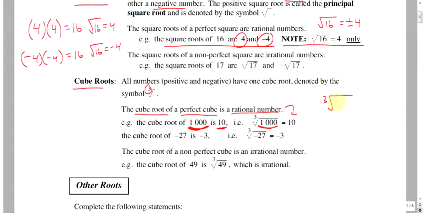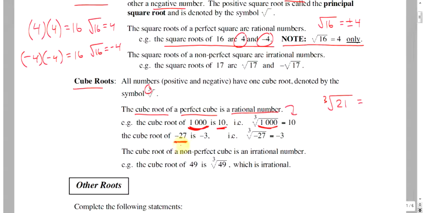We can also take the cube root of anything. Okay, that's fine. It's just not a perfect cube. It's going to give us a decimal. It's going to be irrational. Okay, we can still do it. Nothing wrong with that. Okay, here's the point we want to make.